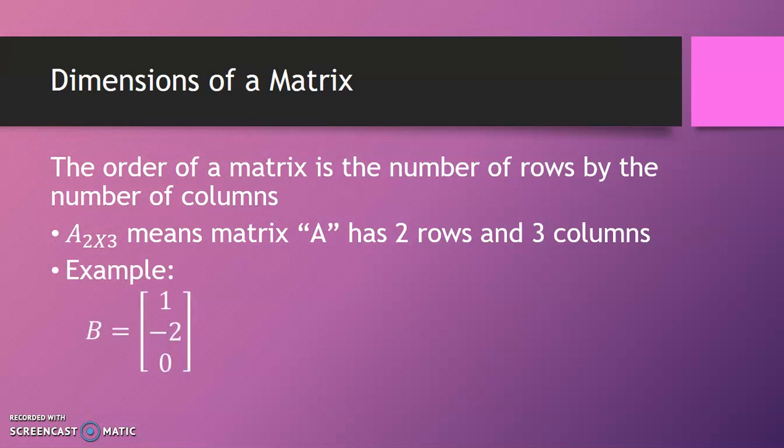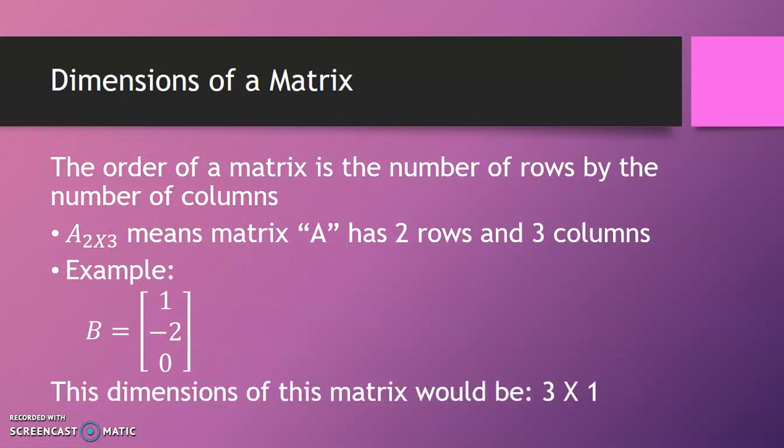An example would be if they gave you this matrix B, you can see that it has 1, -2, and 0 as its elements. If we look at this, this would only have 3 rows and 1 column. So the dimensions would be 3 by 1.